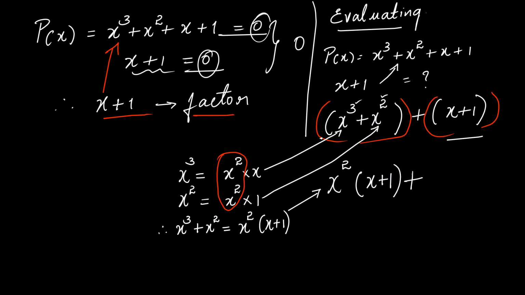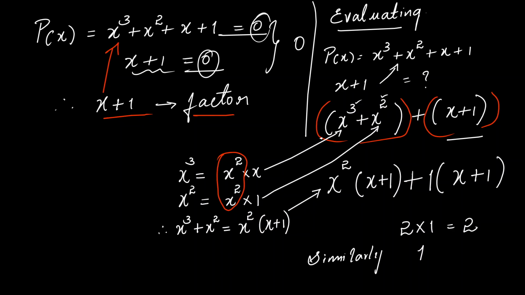In this group, we have x plus 1. So I am writing x plus 1 as 1 multiplied by x plus 1. Why? Because anything we multiply with 1 becomes the same number itself. If we multiply 2 with 1, it becomes 2, right? In the same way, here I am multiplying with 1. So 1 into x plus 1 is equal to x plus 1 only. So there won't be any change in the expression.